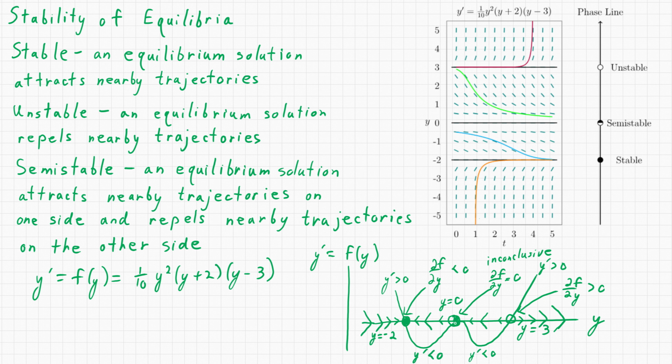So it doesn't tell you enough information to be able to determine if that's stable, unstable, or semi-stable. Alright, so that was kind of a very brief summary of what this is. And now we're going to do some examples, and hopefully it becomes a little more clear.